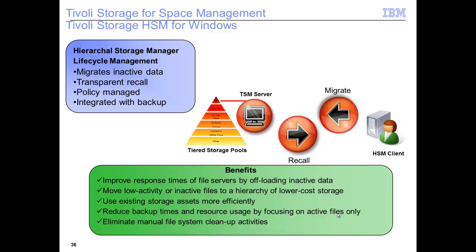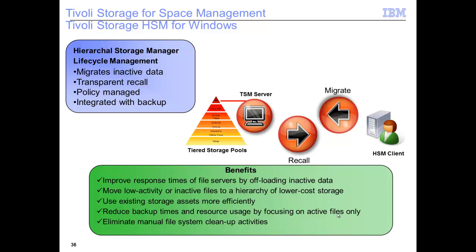In summary, TSM for space management and HSM for Windows take inactive files and migrate a copy of them to the TSM server. They then have the ability to replace the original file with the stub file. If a user needs those files, an automatic recall occurs and the file is brought back from the TSM server into the original location of the file on the production server.